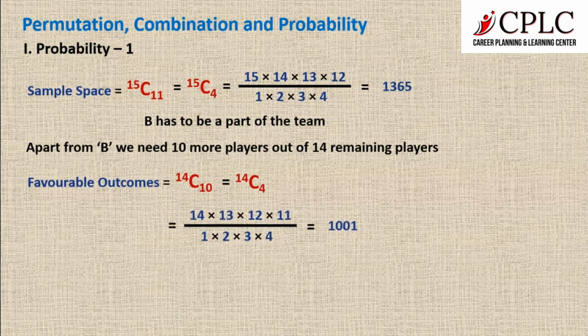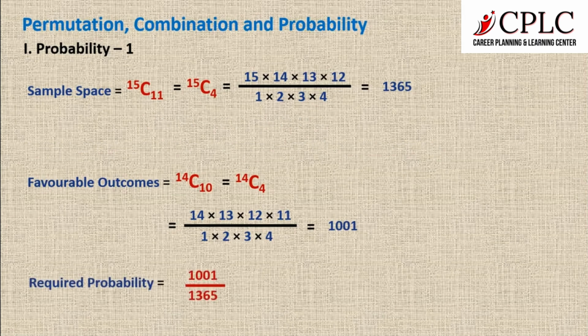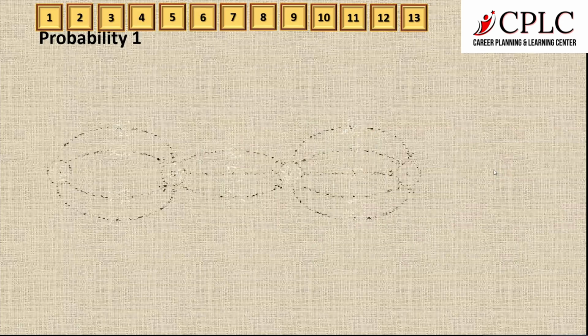And the question is, find out the probability. Probability you already know, favorable outcome divided by sample space. You do that, this is what your answer is, 1001 divided by 1365. So both things now we are combining, not only the calculation ease but also the basic idea of probability. So let's move to the first question.